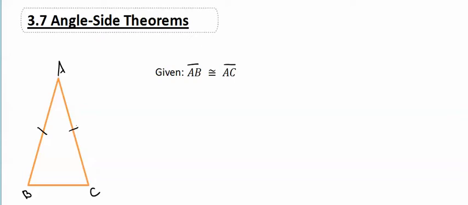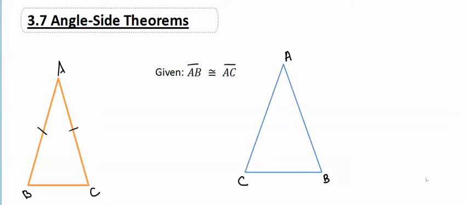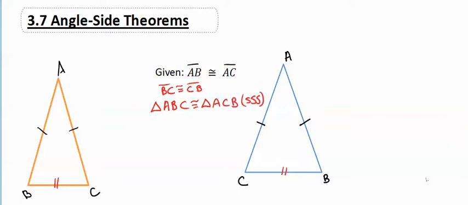Now, let's make a copy of triangle ABC and a mirror image. Again, AB is still congruent to AC. Since we know that it is exactly the same triangle, just a copy of it, we can say that line segment BC is congruent to line segment CB. We then can prove that triangle ABC is congruent to triangle ACB based on the side postulate.